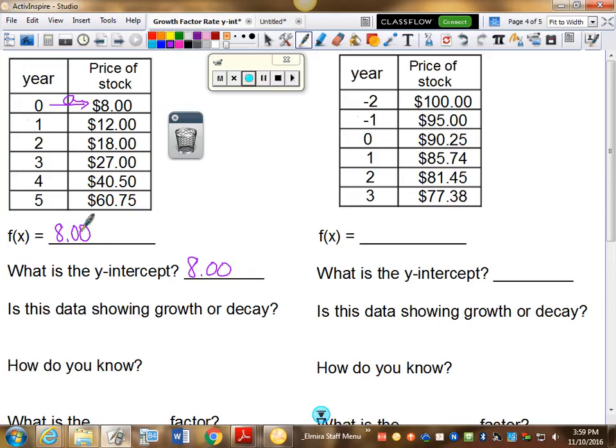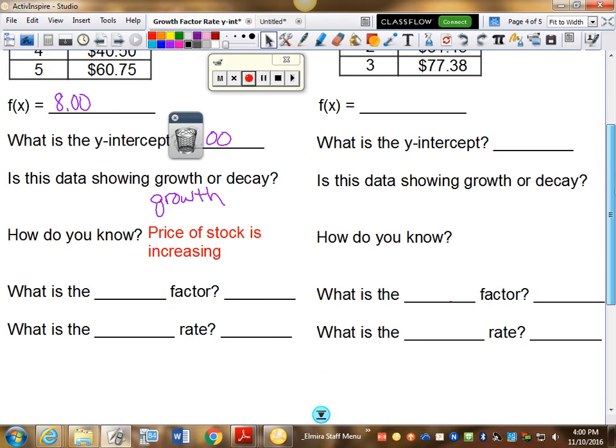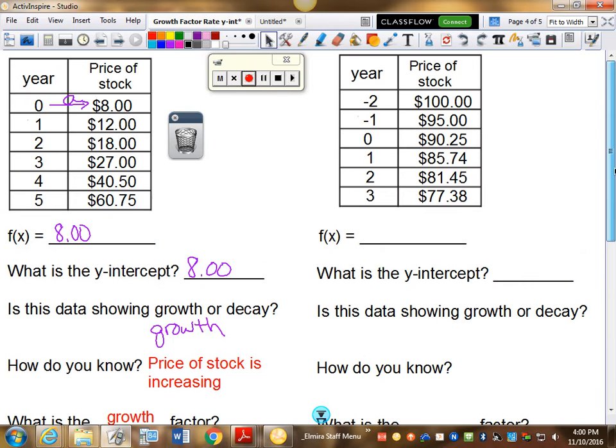Okay. Is this data showing growth or decay? Well, it's showing growth. How do I know? Because the price of the stock is increasing. Okay, we're going 8, then 12, then 18, then 27. Okay, so we're talking about a growth factor and a growth rate. All right, so we also need a B, or we need our growth factor.